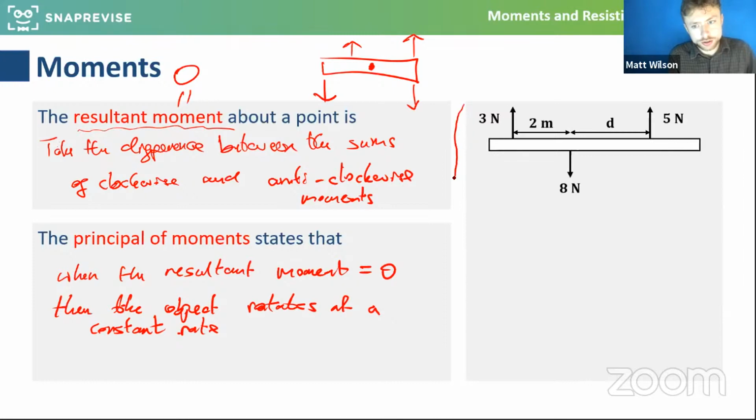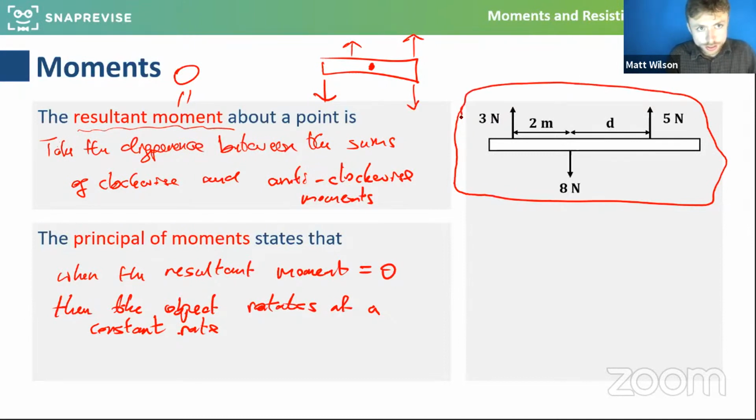Let's say that I tell you that this object here is not rotating. And then I say, what's this distance d? Well, it turns out you can calculate this using the principle of moments. So let's take moments around this point here. We could choose any one we like, but let's choose this one. Then what do we need to do? Well, we need to find the sum of the clockwise moments.